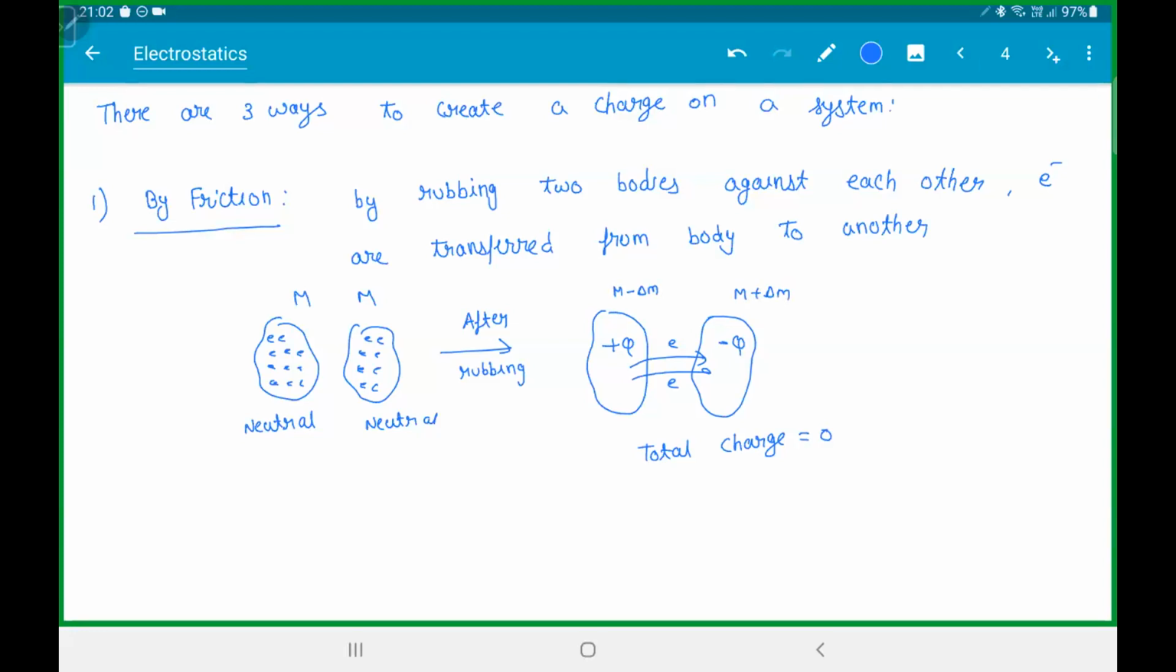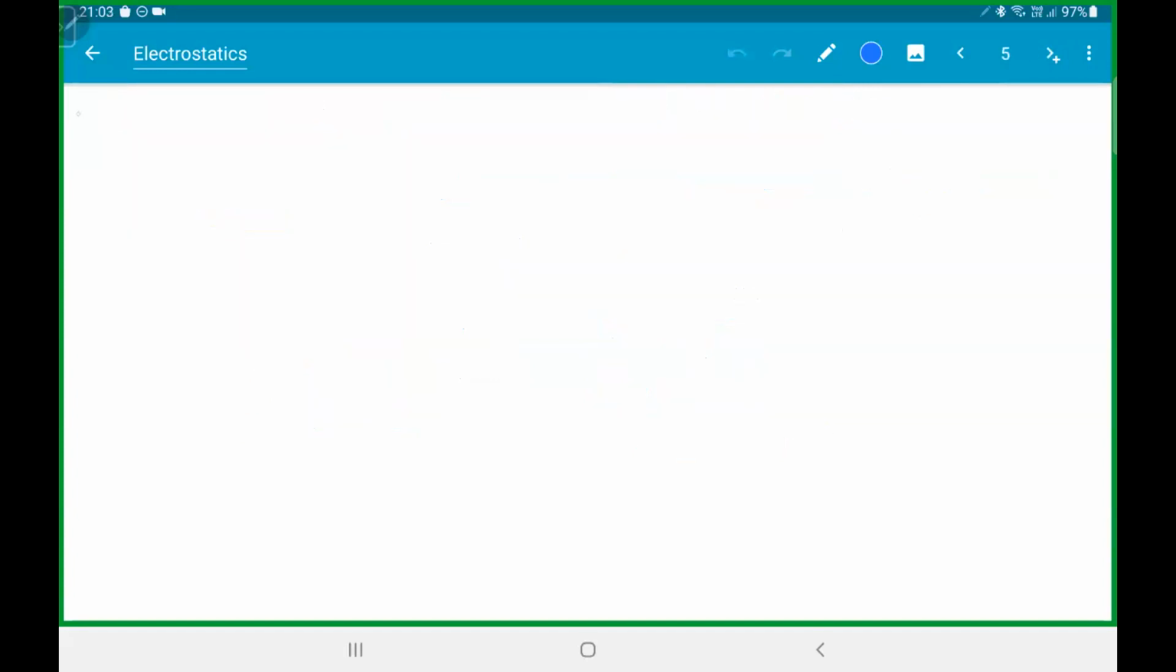So if you rub against something, right? In school, you must have done this, right? You take a comb, comb your hair and put it near paper. Paper pieces attract. Ever done that? So how does that comb become charged? It is because of friction. Whenever you rub two surfaces against each other, this is what happens. Clear?